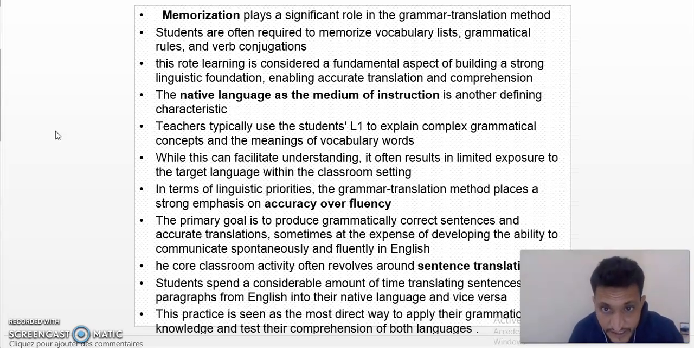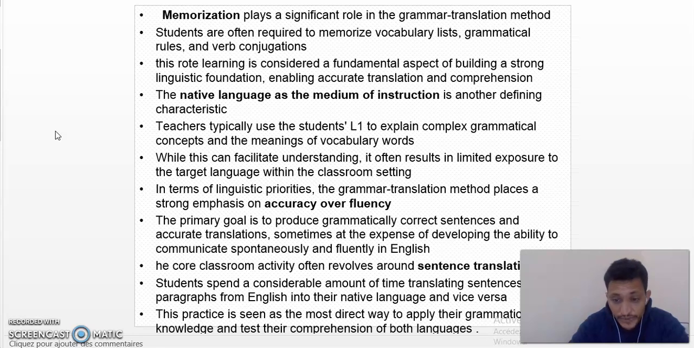Memorization plays a significant role in the grammar translation method. So, of course, here we teach them, we don't use context, a meaningful situation, in order to teach grammatical rules. We teach them the rules first, then they apply them. So here the aim is to memorize the rules and to use them in doing some translation tasks.